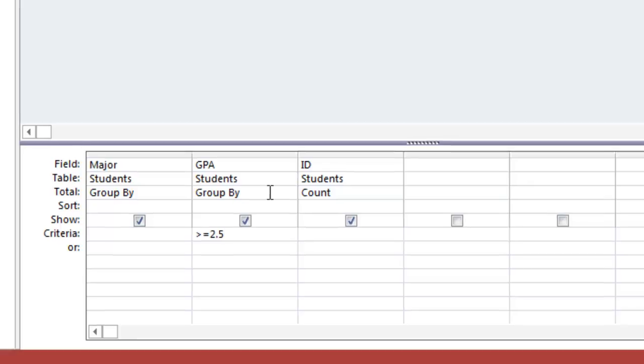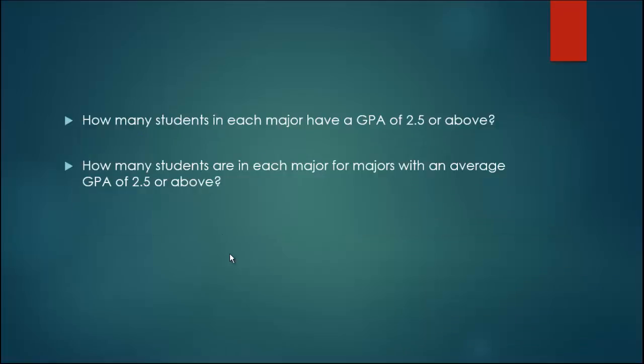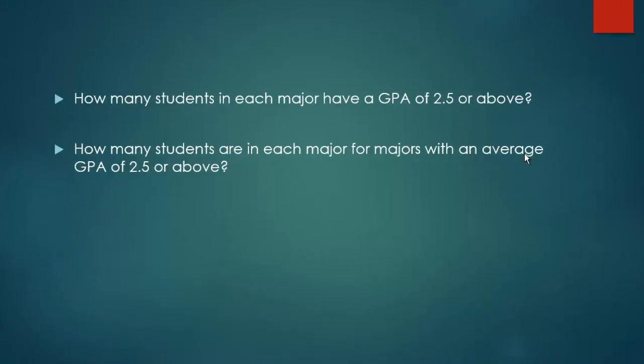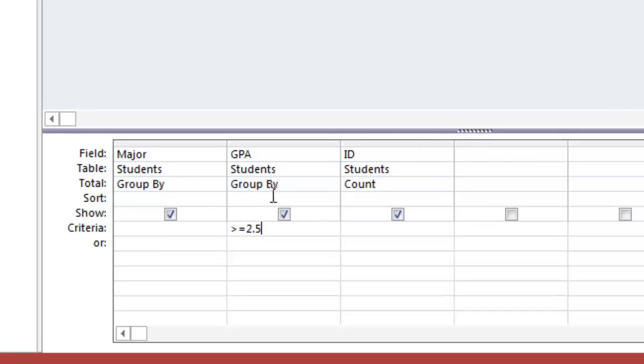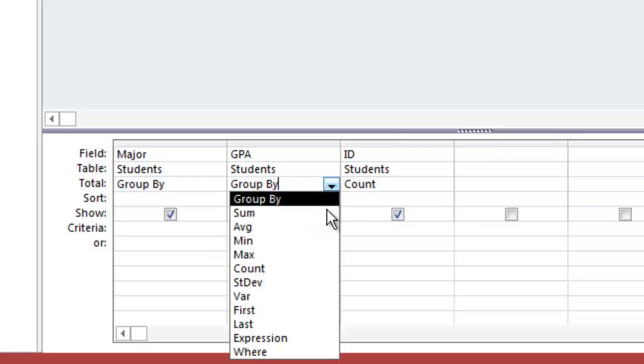The easiest one is to look at the second question again. How many students are in each major for majors with an average GPA of 2.5 or above? You'll notice that GPA, what our criteria is based on, has a keyword here, average, connected to it. That's telling us, one, that it's about the group and not about the individual, and two, average is a word that we remember from that totals dropdown. Let's choose it.